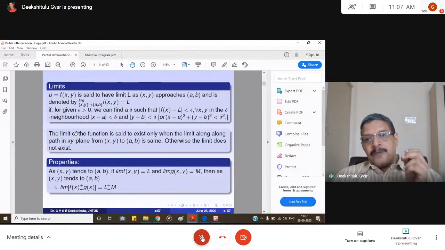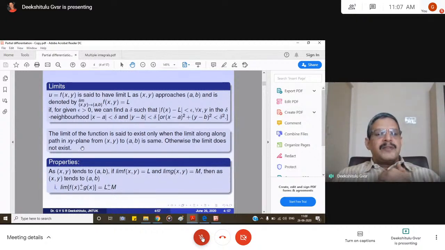Why? Because the function appears to have a limit. By looking at the function, you say the limit exists. But sometimes it's not so. Be very careful. The limit of the function is said to exist only when the limit along any path in the xy plane from xy to AB is the same. Otherwise, the limit does not exist. What is this path? Let us see.